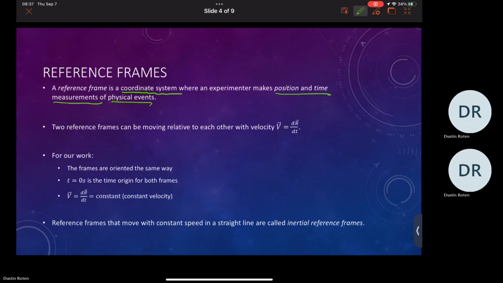Now, we could have two different reference frames, just like we saw the pedestrian have a stationary reference frame, and then the driver of the minivan could also have a reference frame. Now two reference frames could be moving relative to each other, and that velocity is just capital V, and that's just the change between the two with respect to time. The change between the two distances.